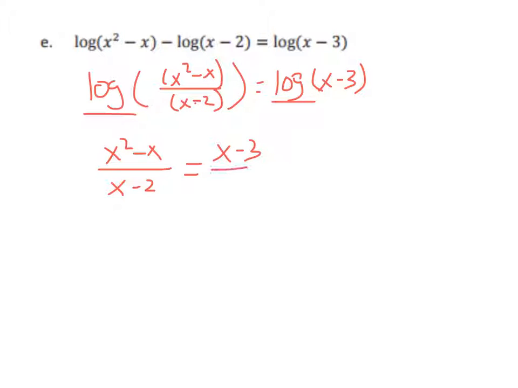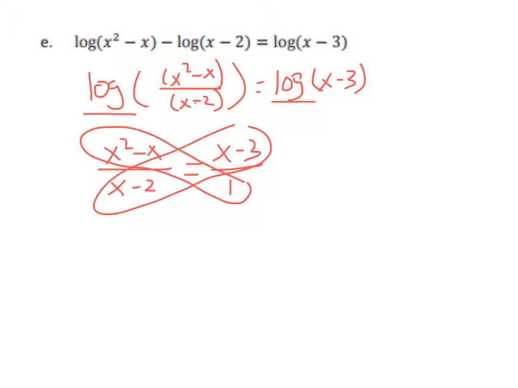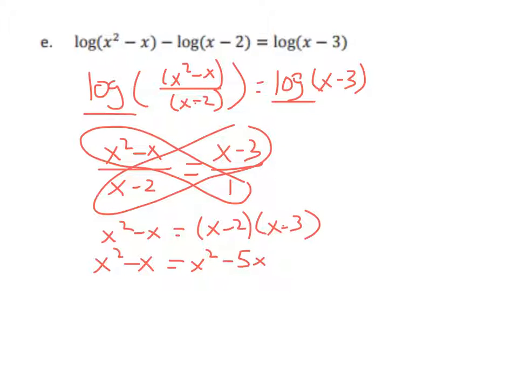And I'm seeing a proportion there, so I put it over 1, and I'm going to cross multiply. So 1 times x squared minus x is x squared minus x. And on the other side, you're going to have to do x minus 2 times x minus 3. So the left side stays the same. The right side becomes x squared minus 5x plus 6.